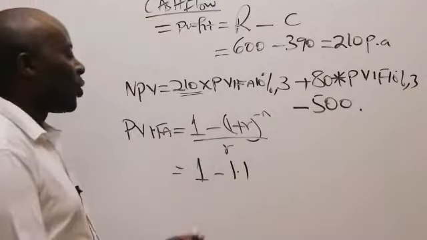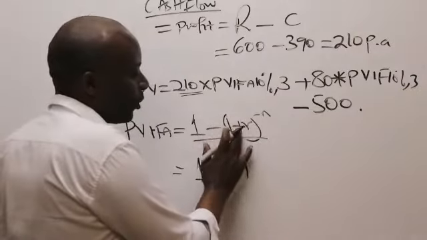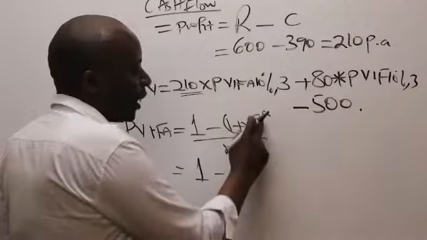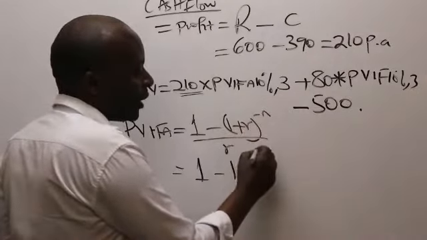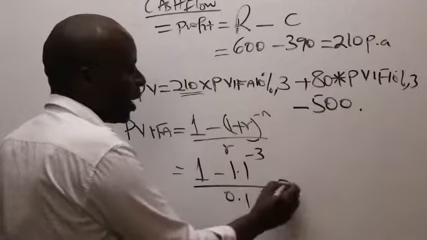So 1 minus the cost of capital, which is 10%, so 1.1 raised to negative N. N is what here? Somebody, it's 3, all over R, which is 0.1.